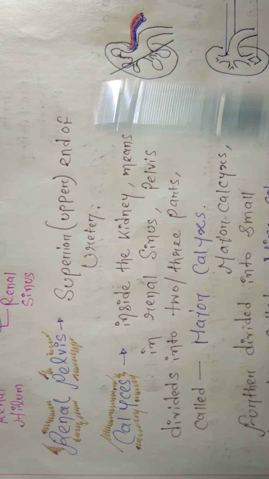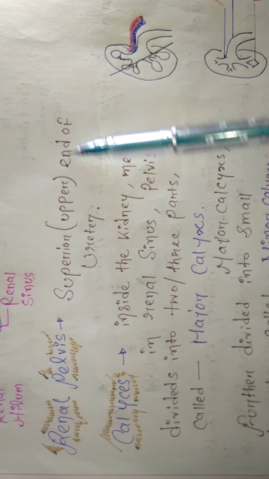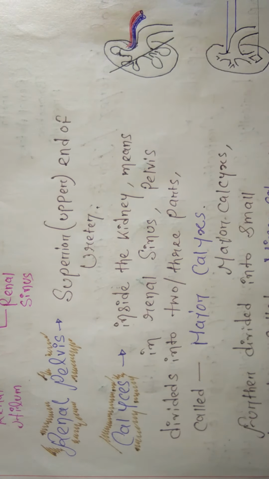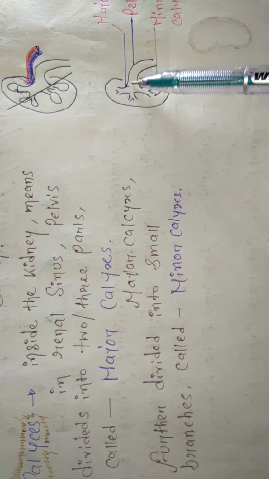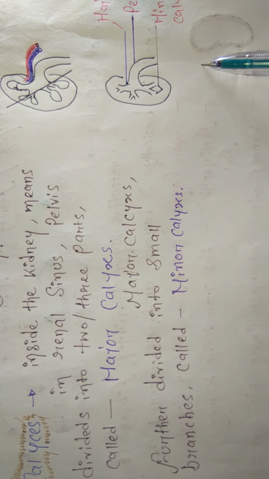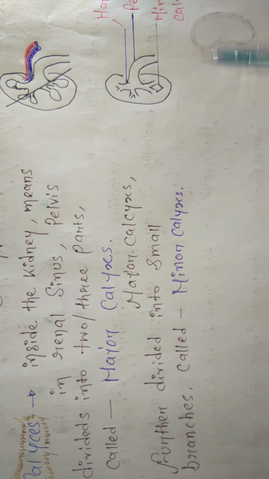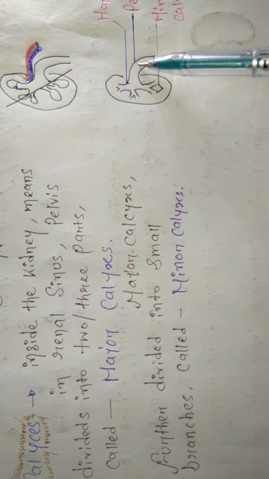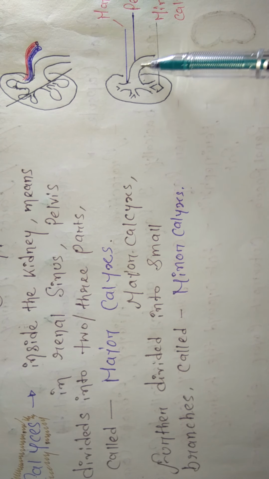Now the renal pelvis. It is the superior or upper end of the ureter. This portion is called the pelvis, and it continues to make the ureter. So this is the superior or upper end of the ureter, and this part is called the pelvis.